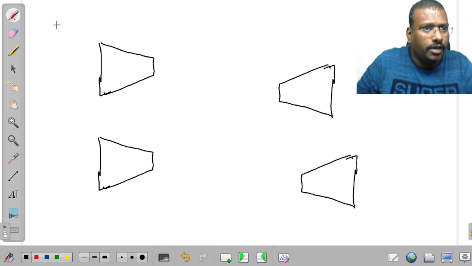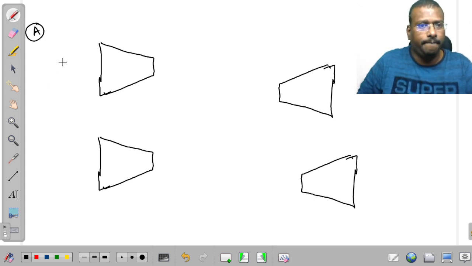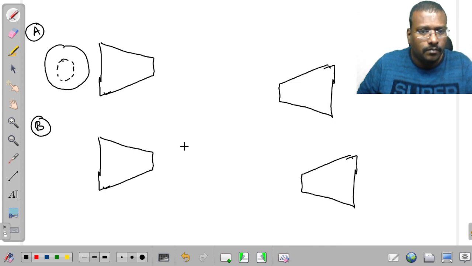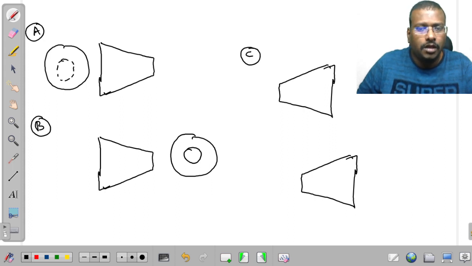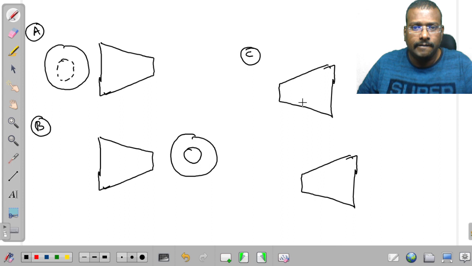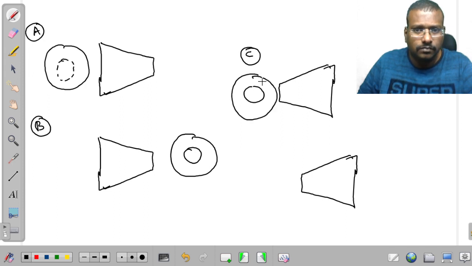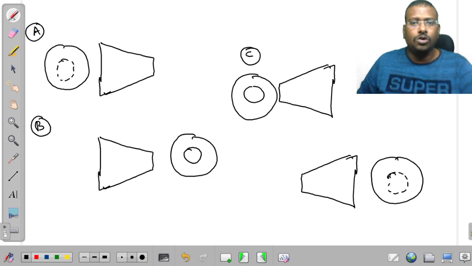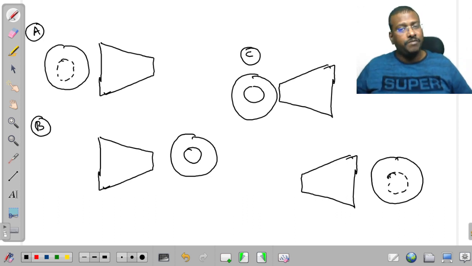So I am going to draw, just carefully observe. Option A. Option B. Option C. Option D. So all these options are related to third angle projection.